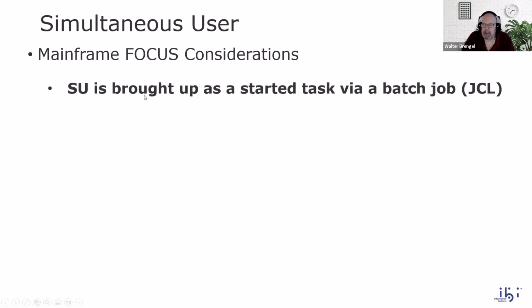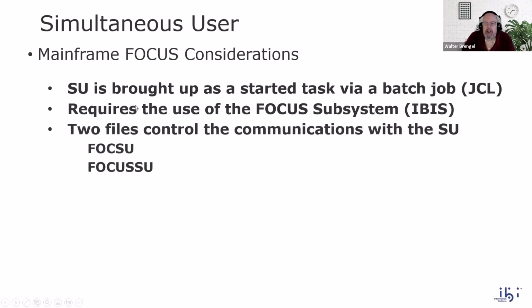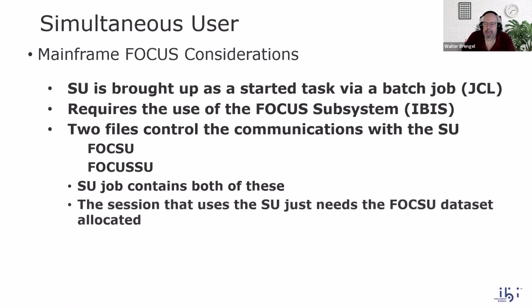All right, the SU is brought up as a started task via batch, requires the use of the subsystem. There's two files that you're going to add to the started task to bring up the SU, and that's focSU and focusSU. So one is just a data file, the focSU, and the focusSU is a focus file. So if it doesn't already exist, you have to allocate it, and then you have to create it so that it's formatted as a focus database. The SU job has to have both of these, but the job that's calling the SU only needs the focSU.